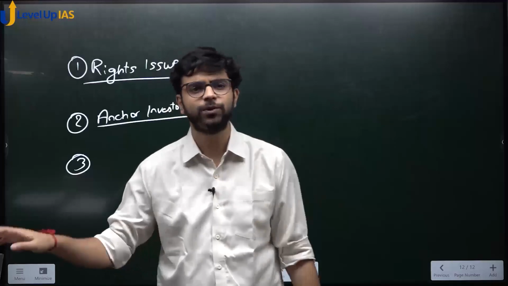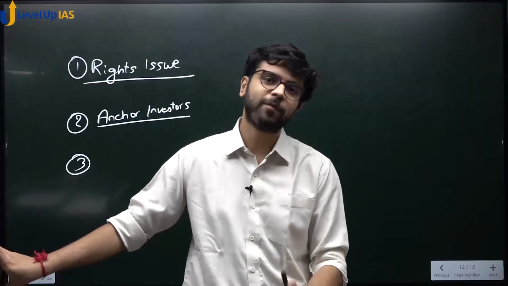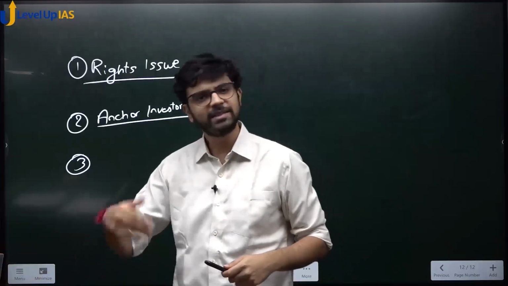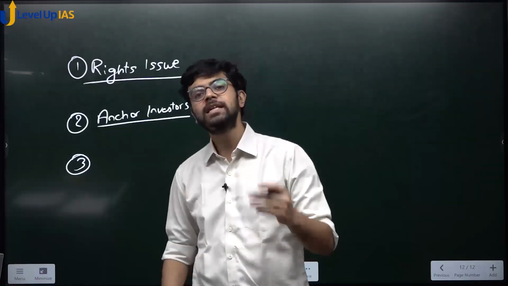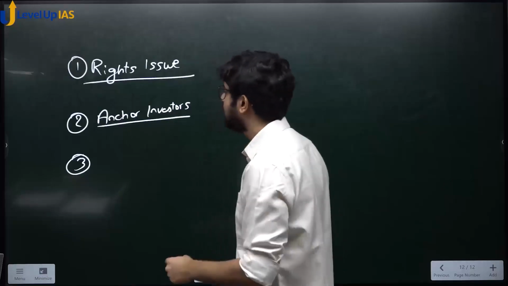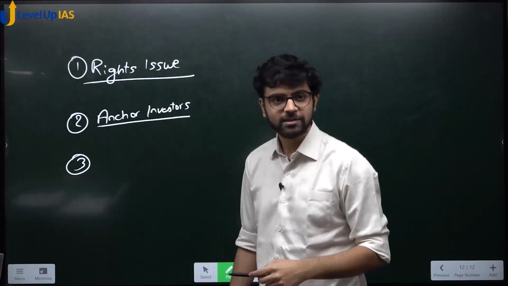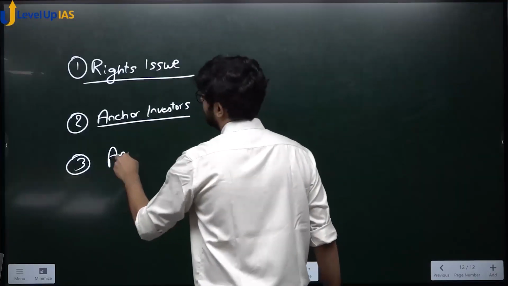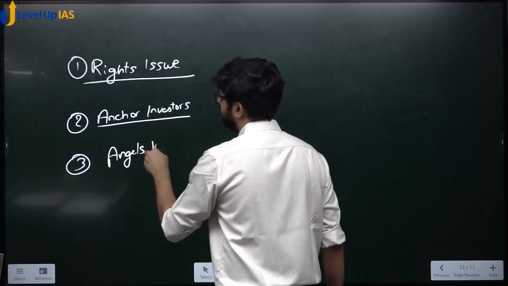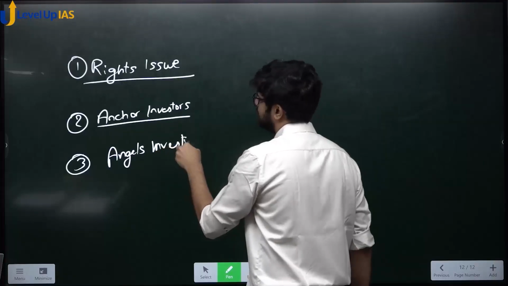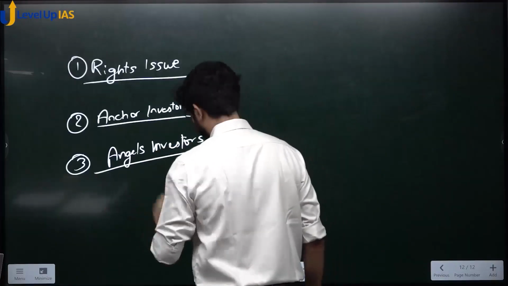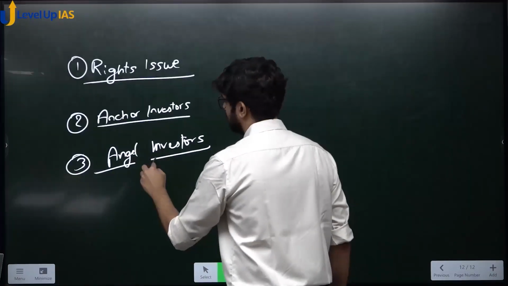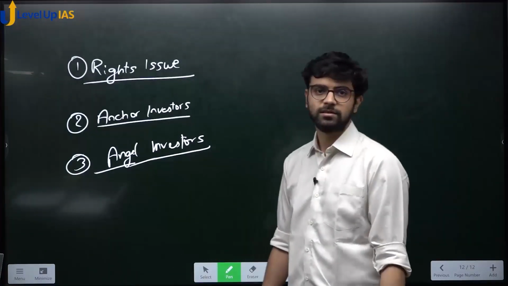Why are they investing in you? Because they know tomorrow you will become big and then they will pull out. Yes or no? They will sell their shares at a higher price. So when these people invest, these are like angels for us. These are called angel investors. Because otherwise we would have to go to the public, and going public is a very risky affair. These are known as angel investors.